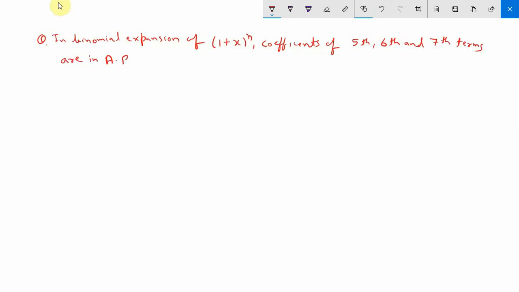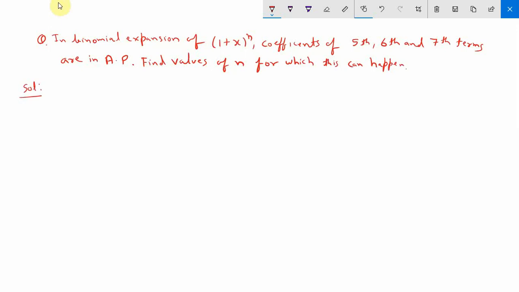AP means arithmetic progression. Find all the values of n for which this can happen. Okay, so how to solve this problem?